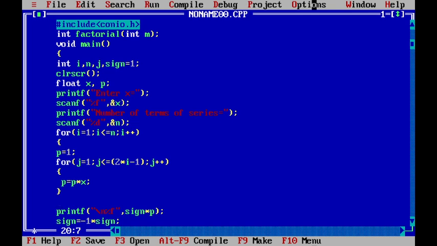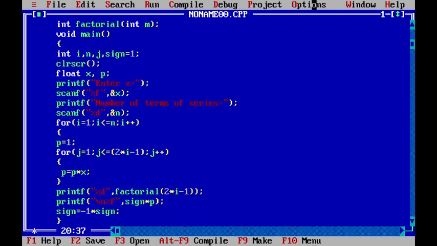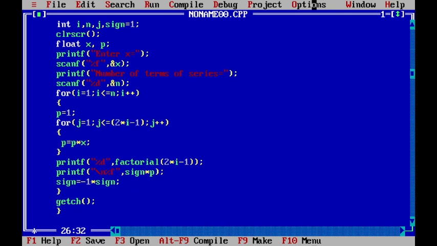So printf %d factorial of 2i minus 1. Okay, now we want to write the first function for factorial.